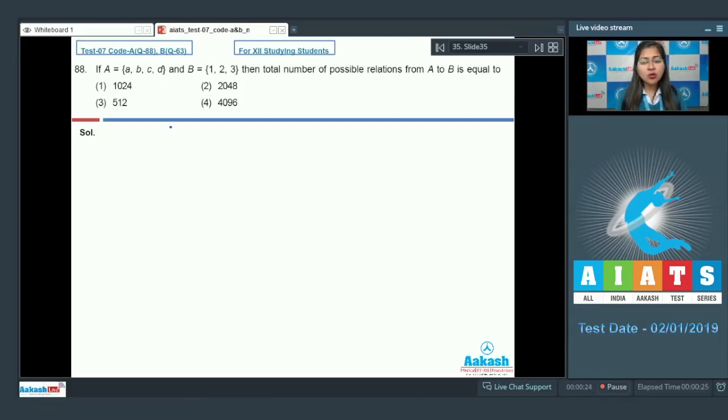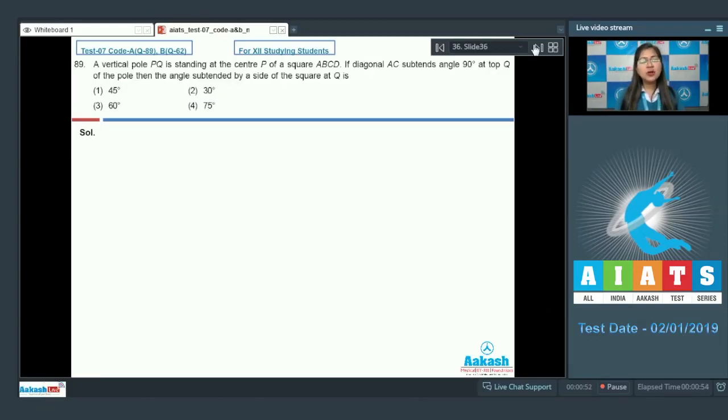Here we directly know that total number of possible relations from A to B is equal to 2 raised to the power m into n, where m is equal to number of elements in set A and n is equal to number of elements in set B. So this is equal to 2 raised to the power m into n, that is 4 into 3, that is 12, which is equal to 4096. So the correct answer will be option number 4.